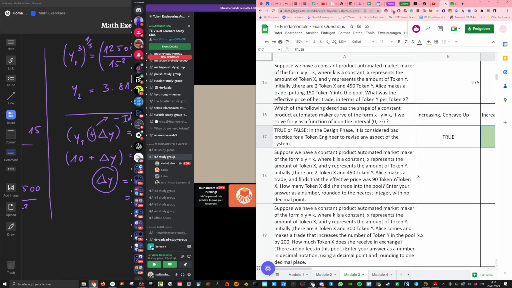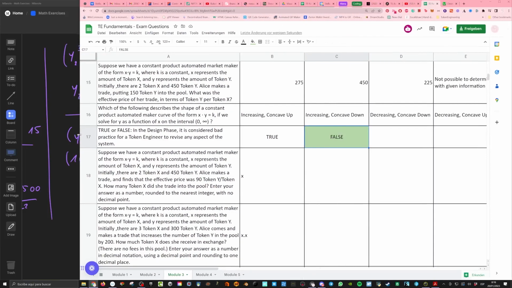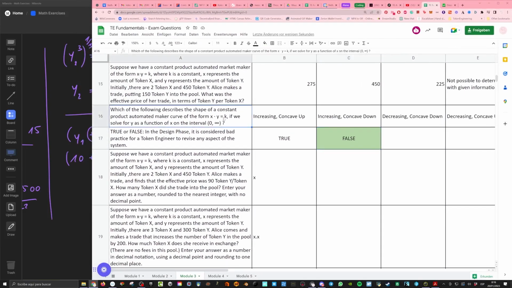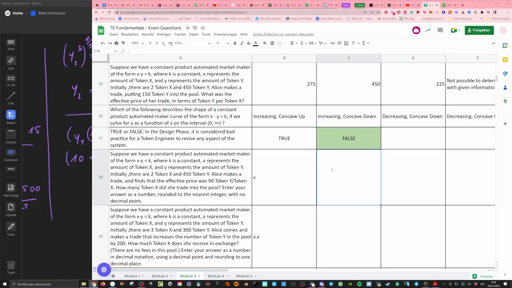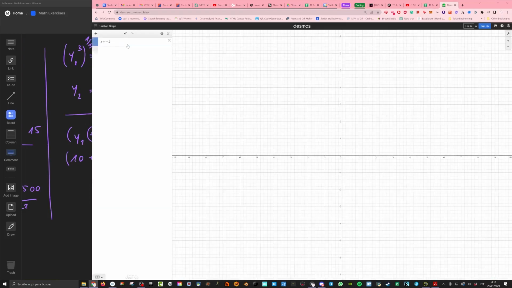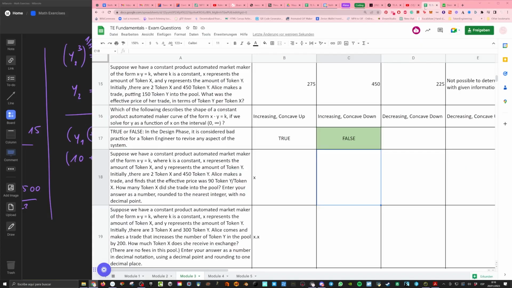Oh, here, this one is a nice one because we can actually test it out, right? We can put this into Desmos and just look at it and be sure what kind of shape this is. That's the reason why the shape is something about the constant product.